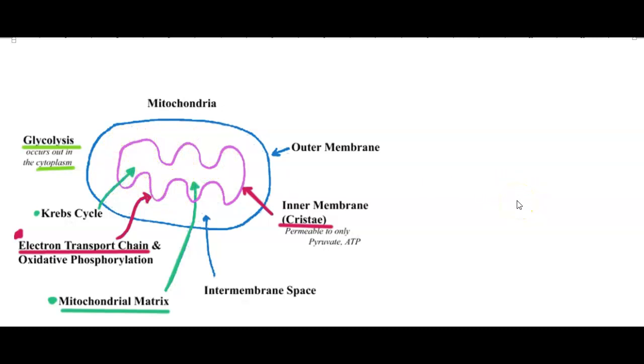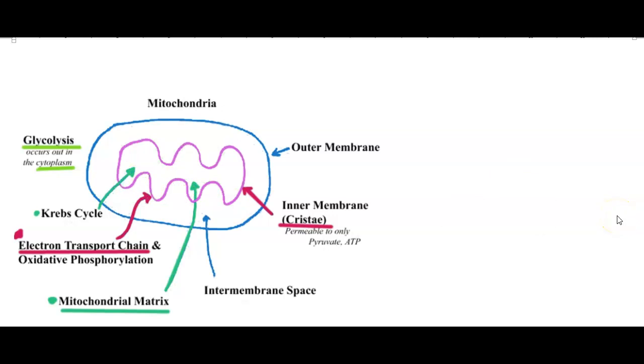So they're going to go to the cristae. And the cristae is where oxidative phosphorylation is going to take place. That means it uses oxidation and reduction. It's going to be using electrons. So glycolysis makes electron carriers. They get sent over here.